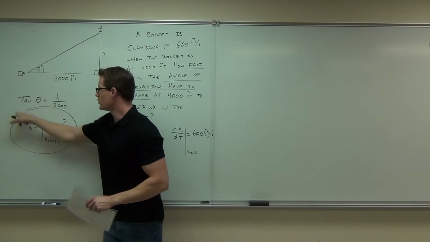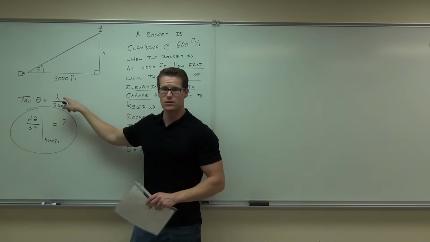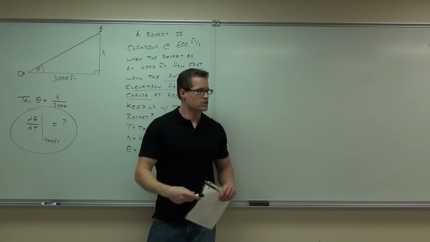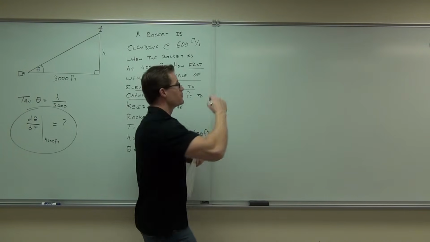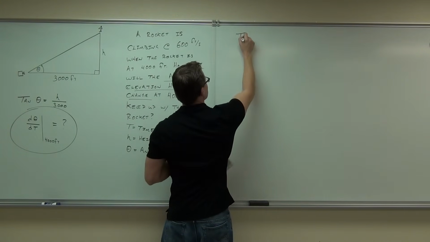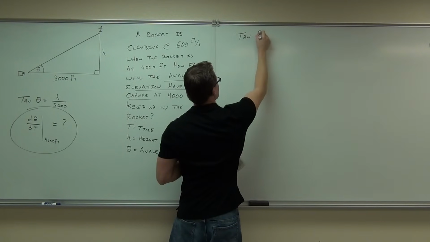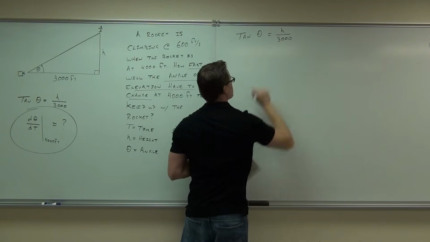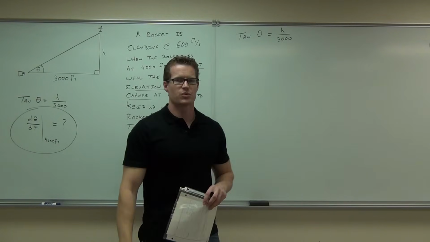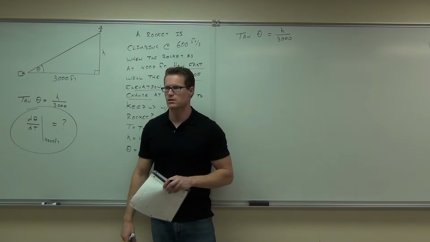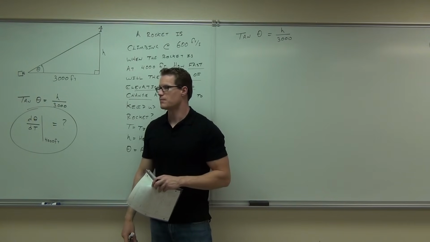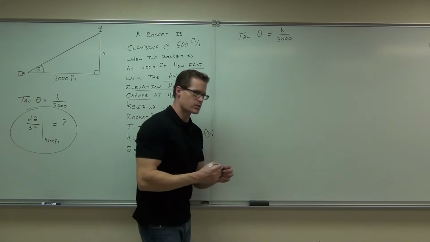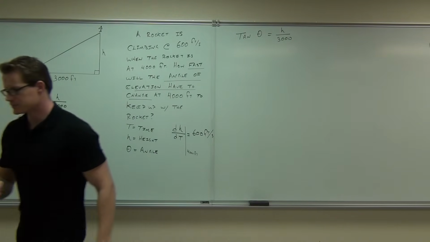We have our formula. What do you do to this formula? What are you going to do? Take the derivative. Let's take a derivative of this. Take a derivative of that with respect to what? Let's do it with respect to time. So this is implicit differentiation with respect to time. Go ahead and do that real quick, or at least get started on it.